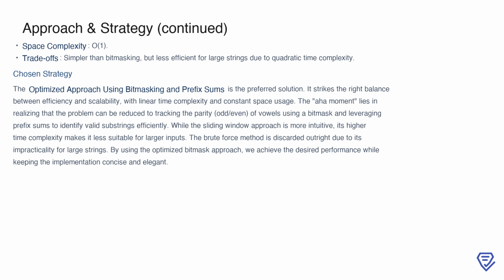The key realization is that the problem can be reframed as tracking the parity of vowels using a bitmask and leveraging prefix sums to identify valid substrings. While the sliding window approach is easier to conceptualize, and the brute force method is simplest to implement, only the optimized approach delivers both speed and elegance, making it the most effective choice for tackling this problem at scale.